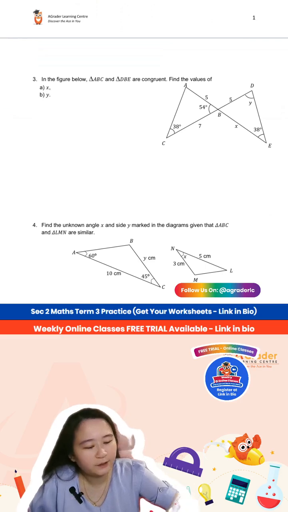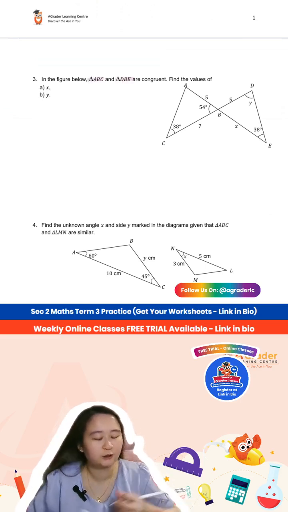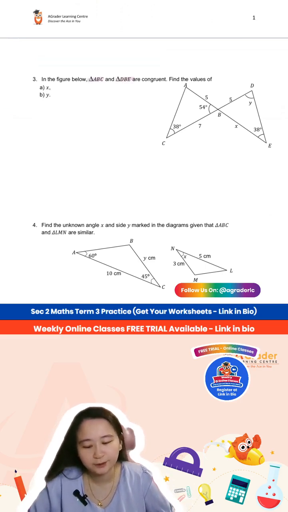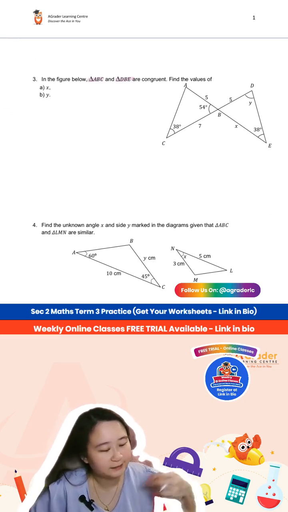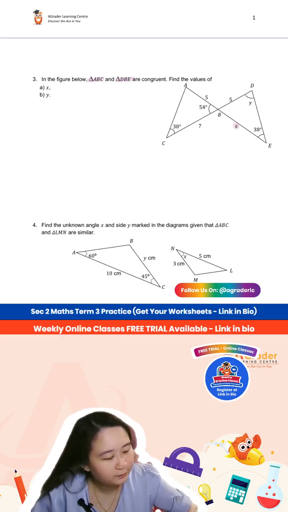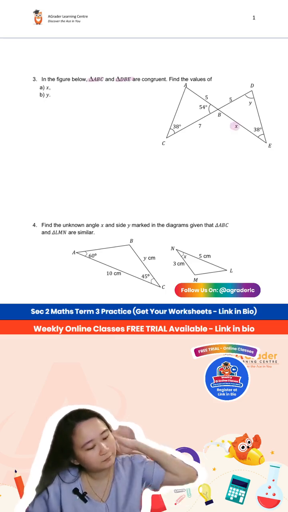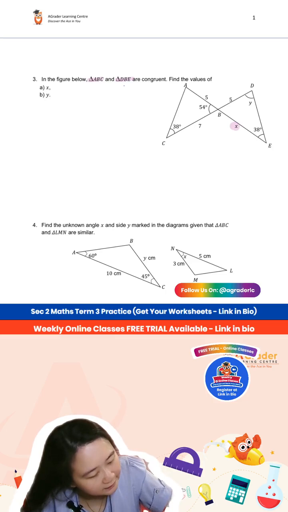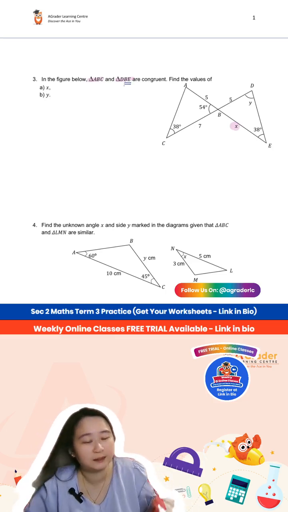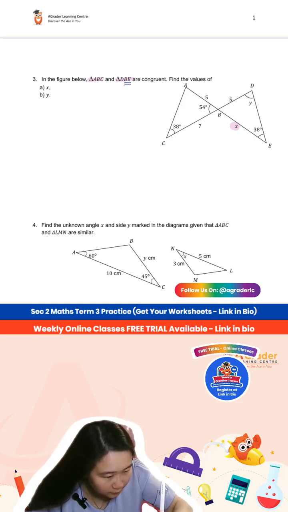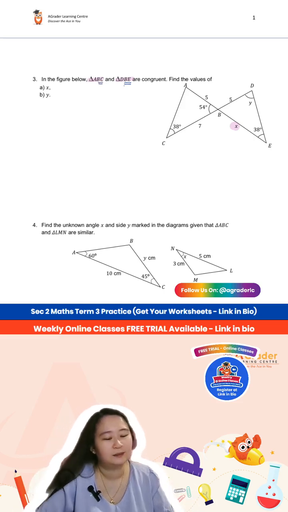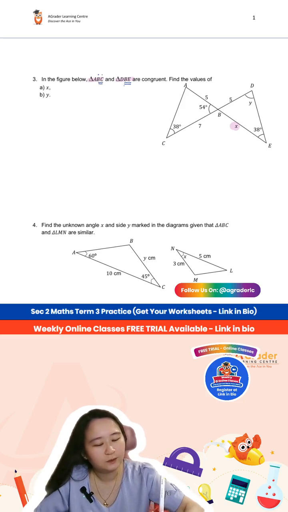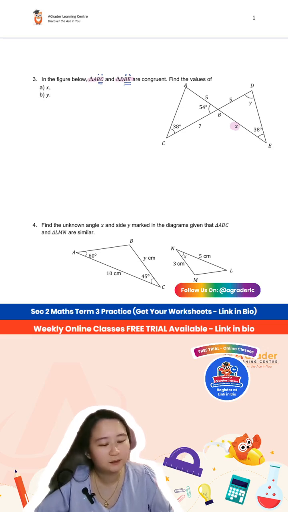Okay, so in the figure below, triangle ABC and triangle DBE are congruent. Find the values of x. So x is the length BE. BE is in this triangle, so this length BE here will correspond to this length BC. They are the last two letters of the triangle, so they must correspond to each other.